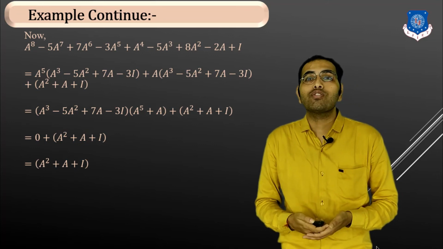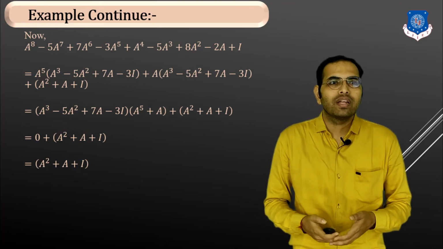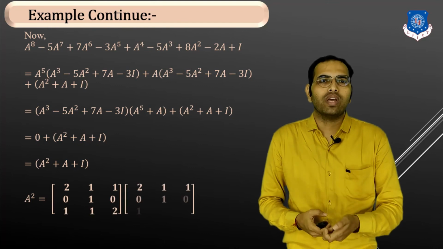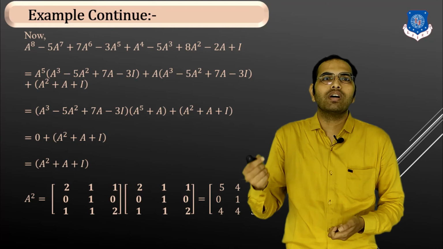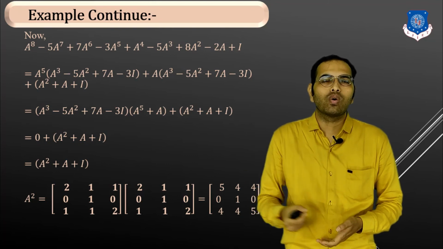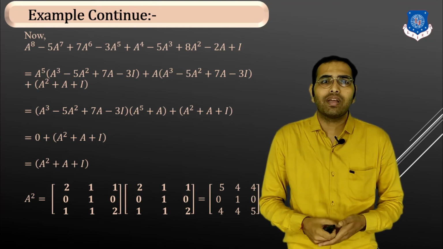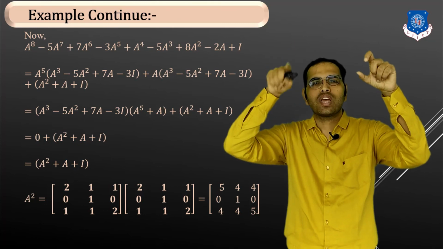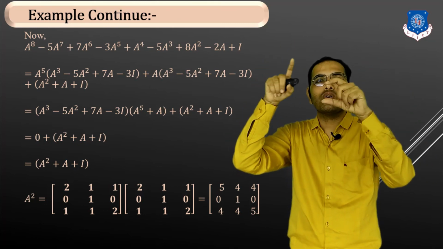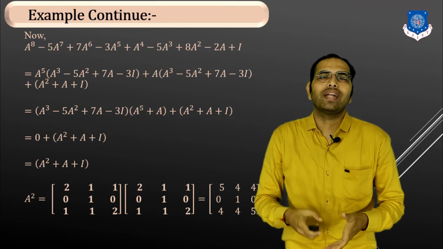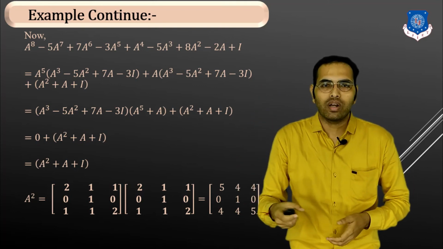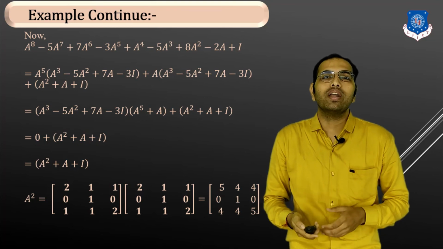Now firstly we have to find the value of A^2. Then A^2 equals A into A, that is [2 1 1; 0 1 0; 1 1 2] into [2 1 1; 0 1 0; 1 1 2]. Now with the help of matrix multiplication, first row first column, first row second column, first row third column, second row first column, second row second column, second row third column, and so on, that will give you [5 4 4; 0 1 0; 4 4 5].